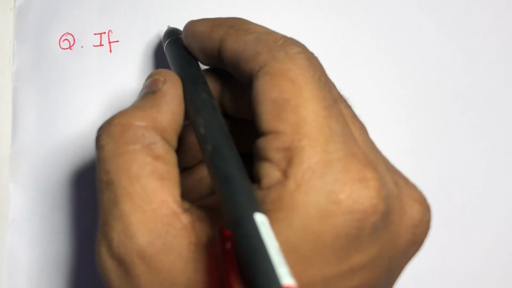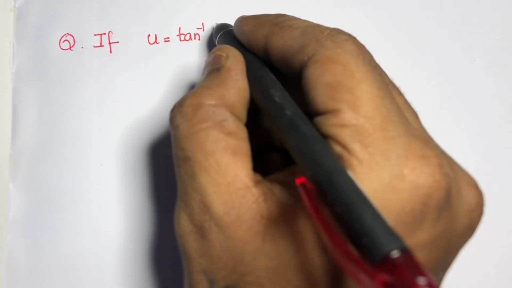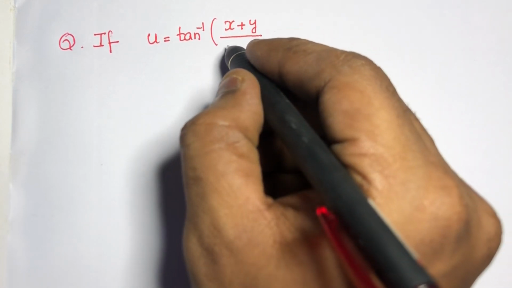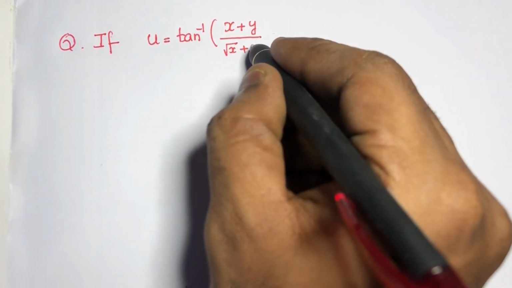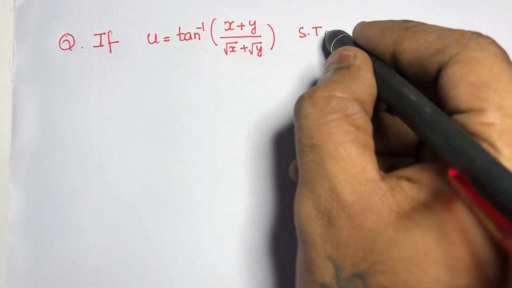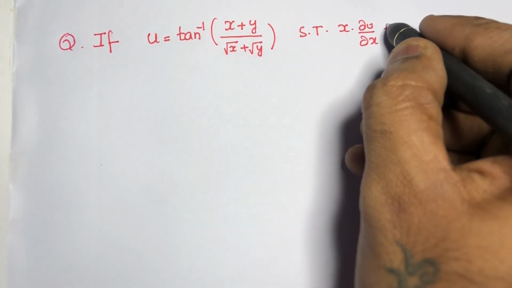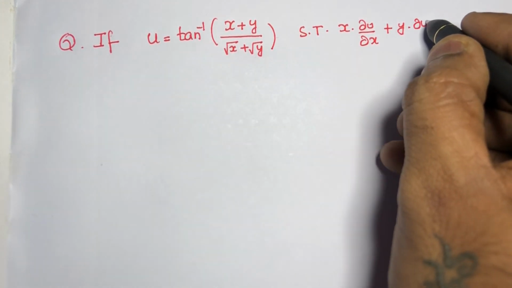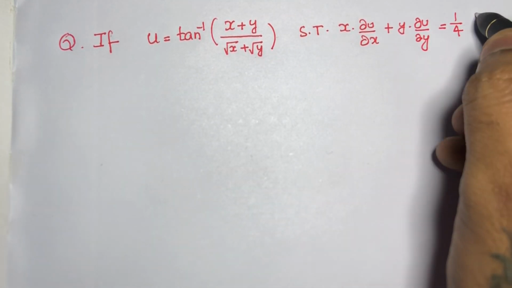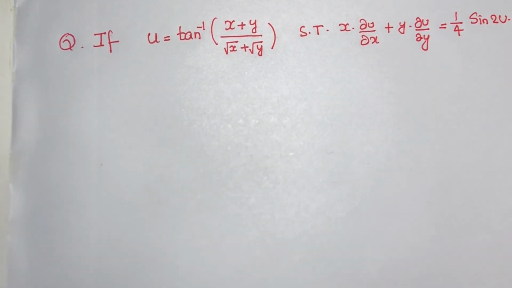So the question is, if u is equal to tan inverse of (x plus y) divided by (root x plus root y), then show that x into ∂u/∂x plus y into ∂u/∂y must be equal to 1 by 4 sine 2u. So this is the question.